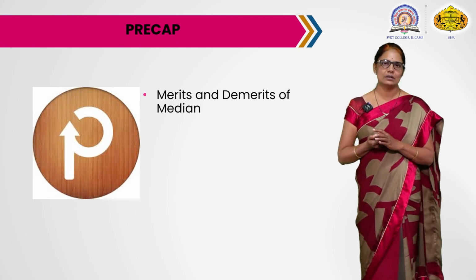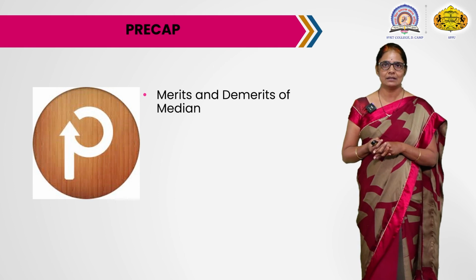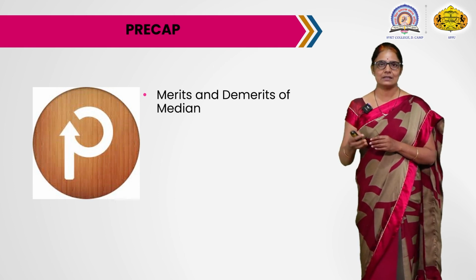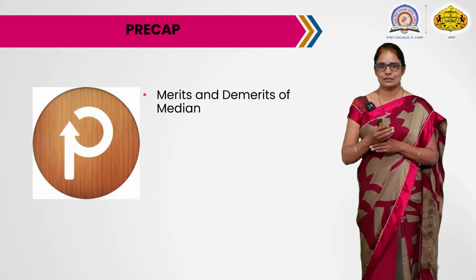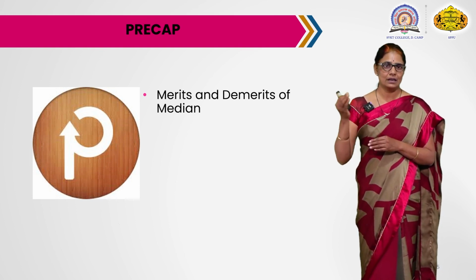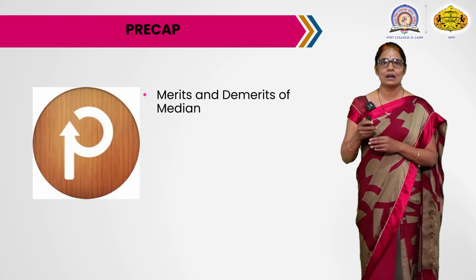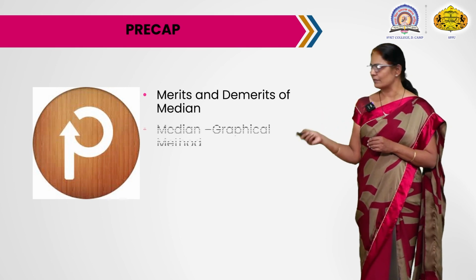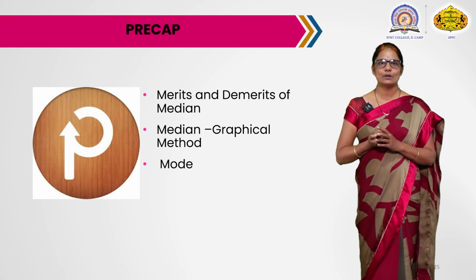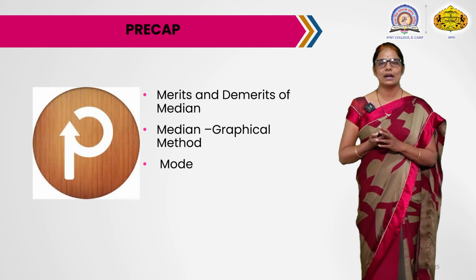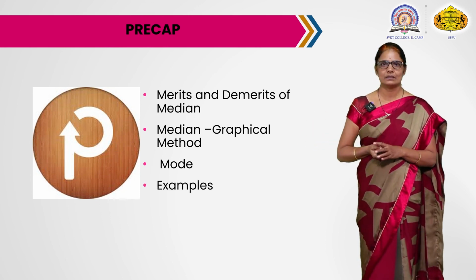So in the next lecture we will study the merits and demerits of the median, because every measure of central tendency has some merits as well as demerits. Also we will study how to find the median by using the graphical method, and some basic concepts or the definition of mode and the related examples. Thank you.